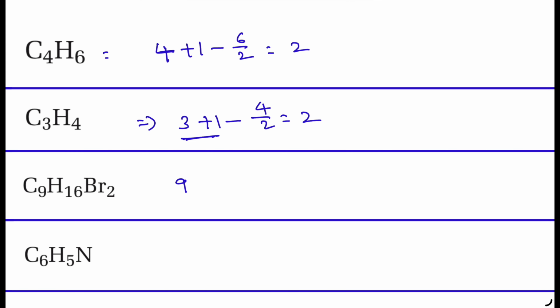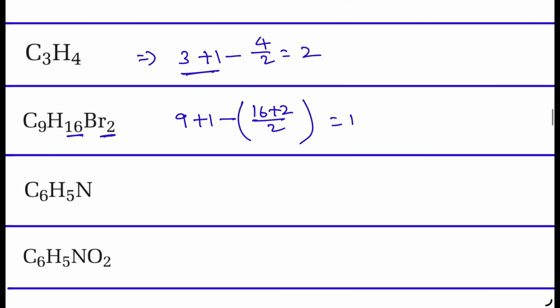So number of carbons 9 plus 1 minus 16 plus 2. So that is 16 plus 2 by 2, like this. Nitrogens is subtracted but halogen is added. So here this is 16 plus 2, 18, 18 by 2, 9, 10 minus 9, degree of unsaturation is 1. Next, C6H5N, be clear, nitrogen number should be subtracted. Yesterday clearly in the theory I discussed.